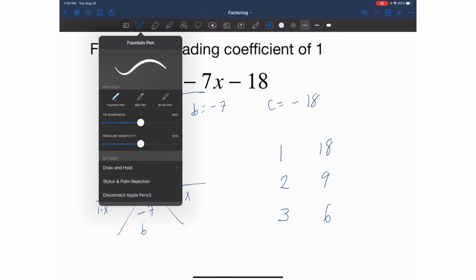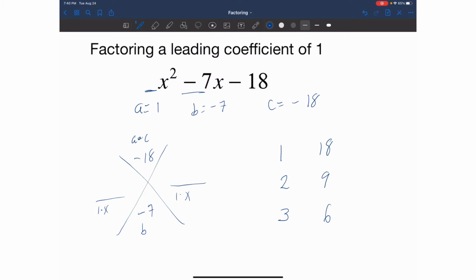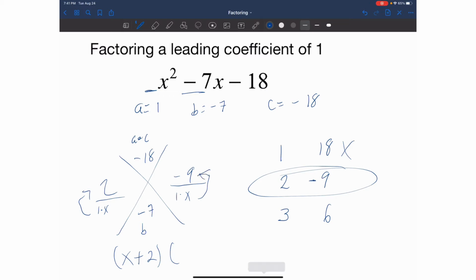Let's see which one of these would work. We know the first one doesn't work. We know the second one will work, but the 9 has to be negative. So 2, negative 9. Again, when I start writing my answer, I start from the bottom towards the top. So I have 1x, and then positive 2, so x plus 2. Same thing here, 1x minus 9. So those will be our factors, and we are done.